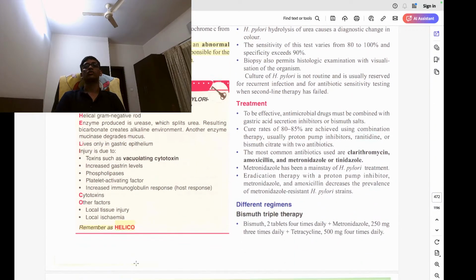Culture of H. pylori is not routine and is usually reserved for recurrent infection and for antibiotic sensitivity testing when second line therapy has failed. You cannot even culture it easily. It's very resistant to living outside the gastric mucosa.